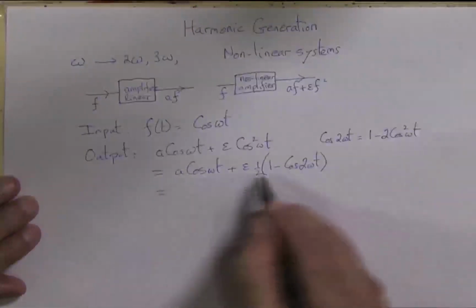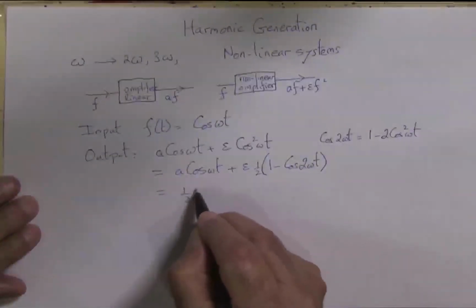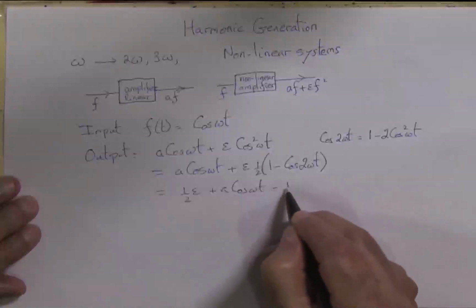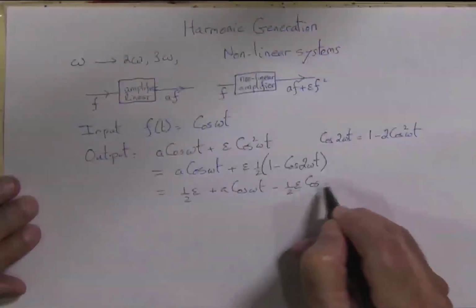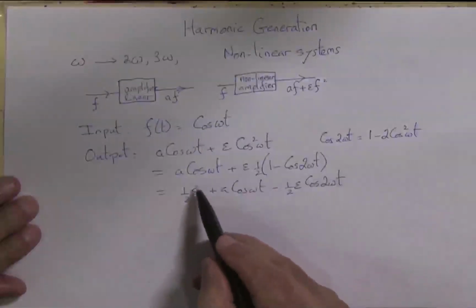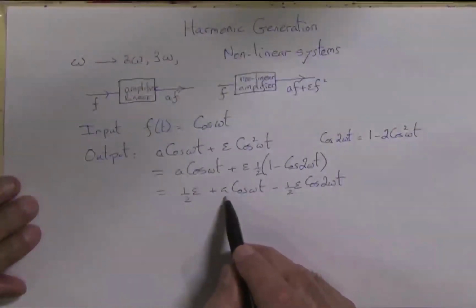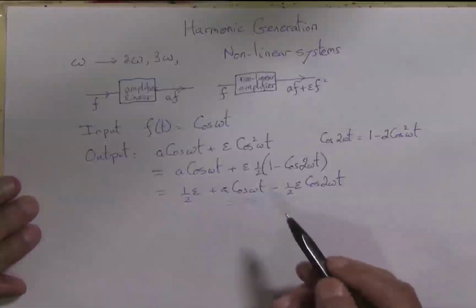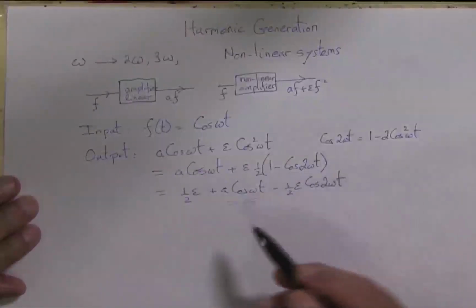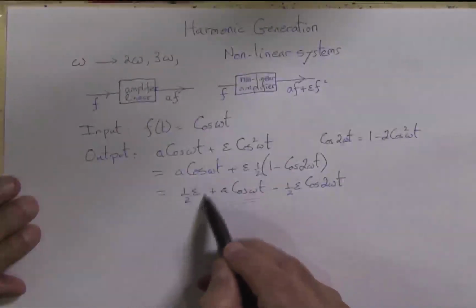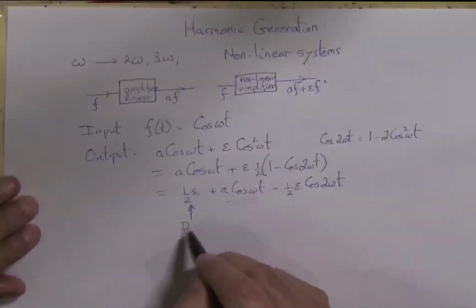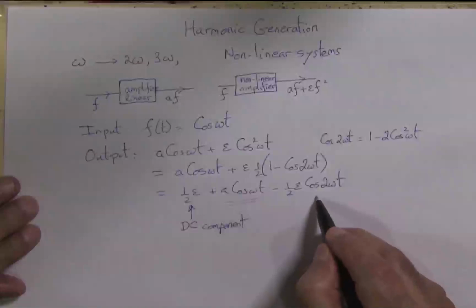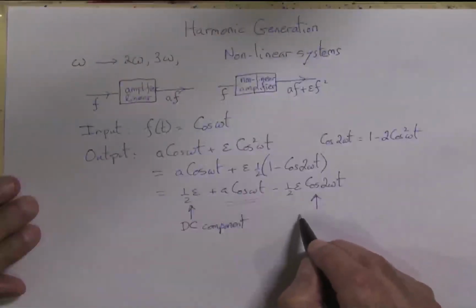And if you just rewrite this a little bit, this is half epsilon plus a cosine omega t minus half epsilon cosine 2 omega t. So we have the original signal multiplied by the gain a. That's a good thing to have for sound, for example. But now there's a DC component. This is the original frequency. But now notice over here that the frequency has doubled.